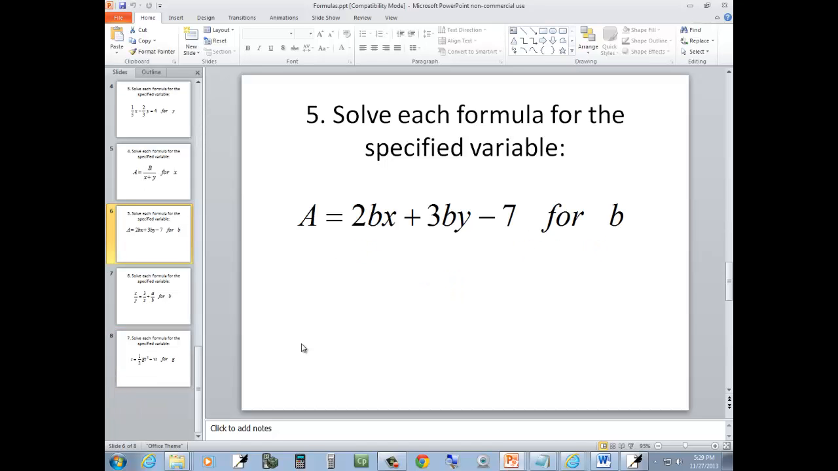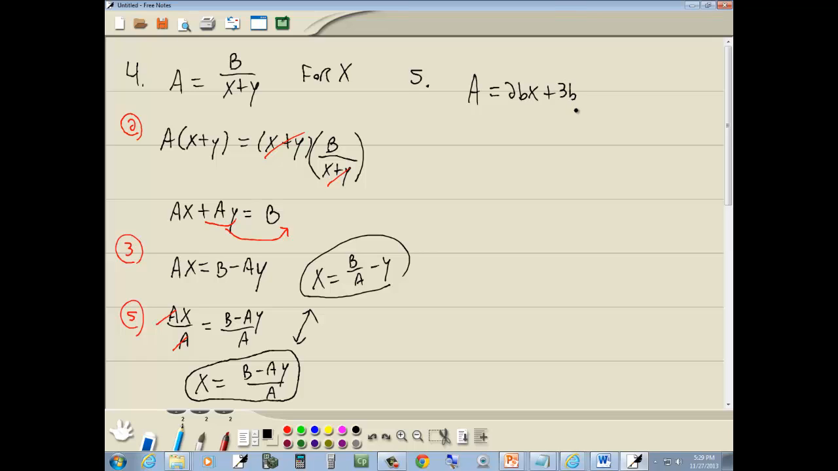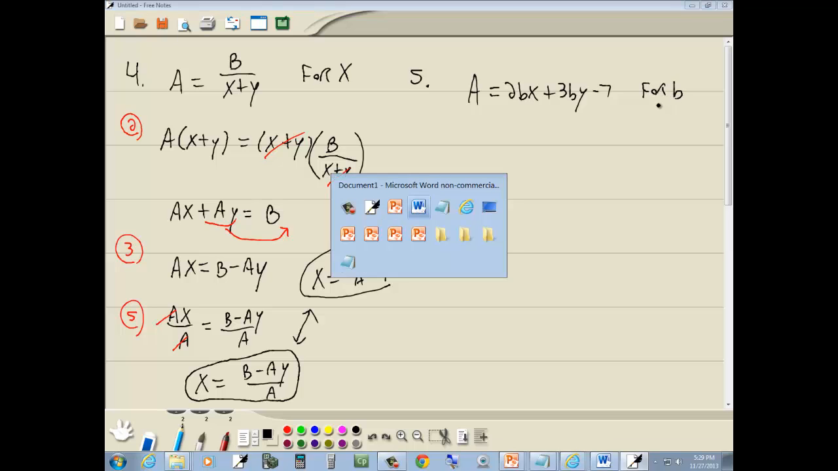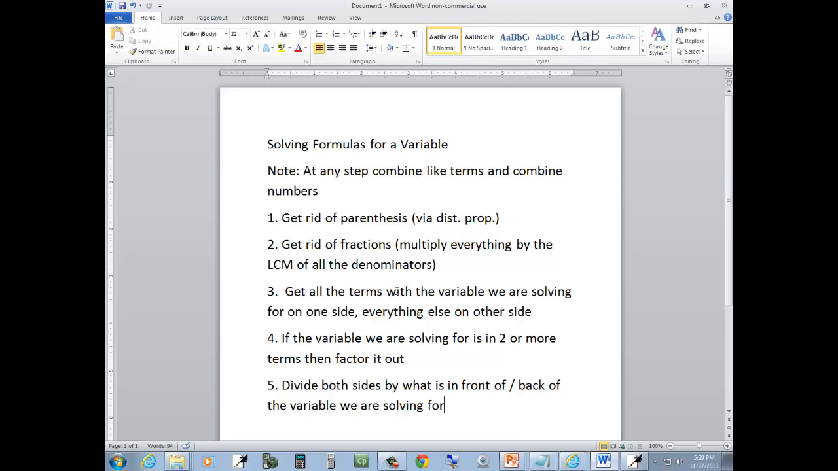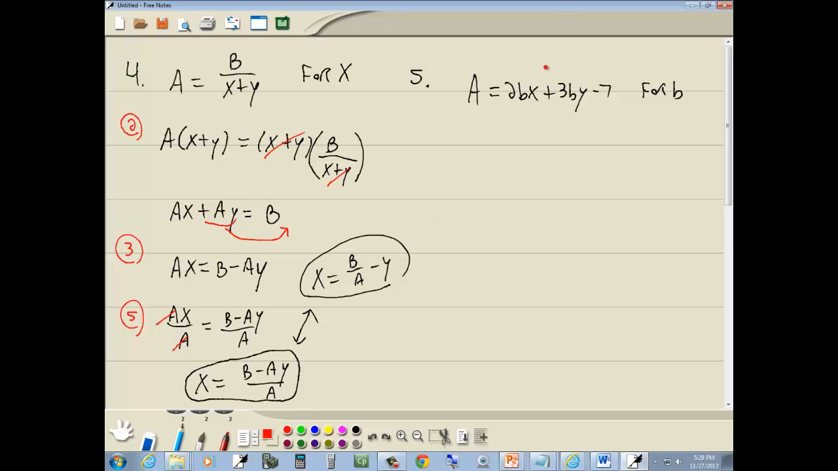Let's look at our next example. A is equal to 2bx plus 3by minus 7, and we're solving it for b. Okay. First step, get rid of parentheses. Don't have any. Second step, get rid of fractions. Don't have any. Third step, get all the terms of the variable we're solving for on one side, everything else on the other side. We're solving for b, as in Bill. So I'll leave this term here and this term here, and I'll take the negative 7 and move it to the left side. Again, when you take anything over the other side, the sign changes, so it becomes a positive 7.